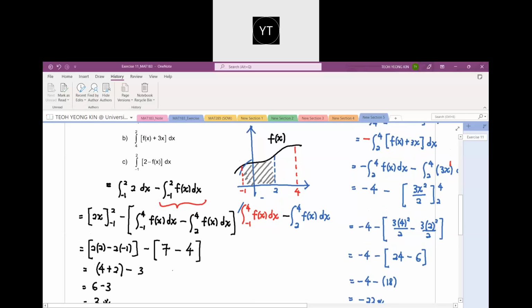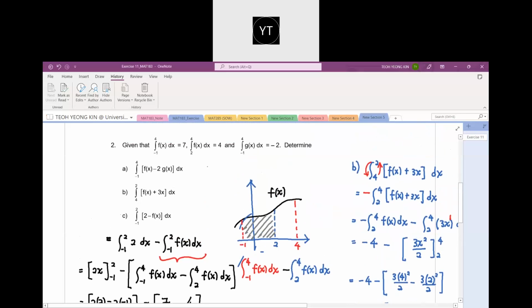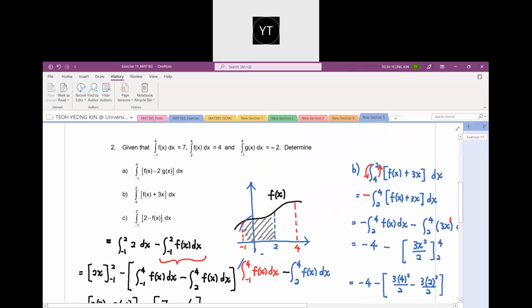You can see in question C, the shaded region requested by the question is not given. But we can find the shaded region by using the whole region, from negative 1 to 4, minus the empty region, from 2 to 4. Then we get the shaded region. So in this case, the value is 3, and finally, the answer is 3. So this is the answer for question 2, parts A, B, and C.